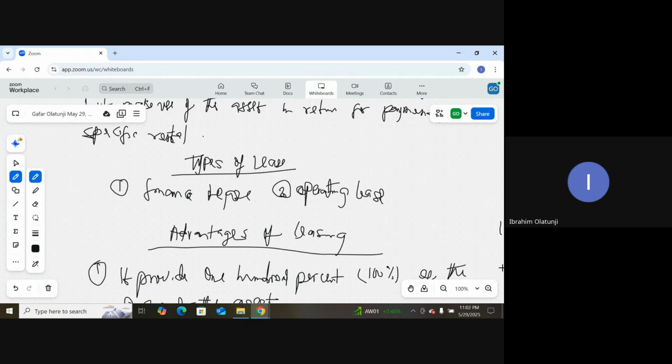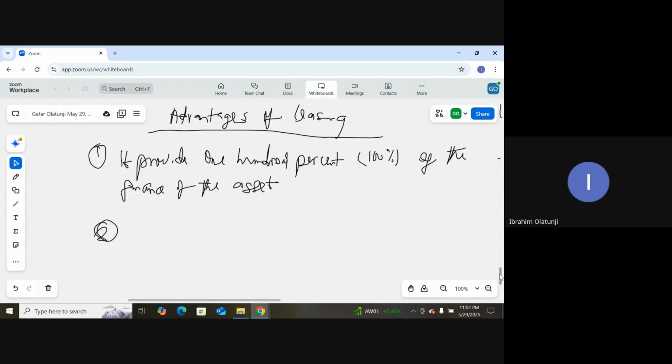And one of the advantages of leasing that we mentioned here is that leasing provides 100% of the finance of the asset. It means that with leasing, the company will preserve its liquidity. But if you are using a bank loan or other credits, that might only provide part of the asset cost.